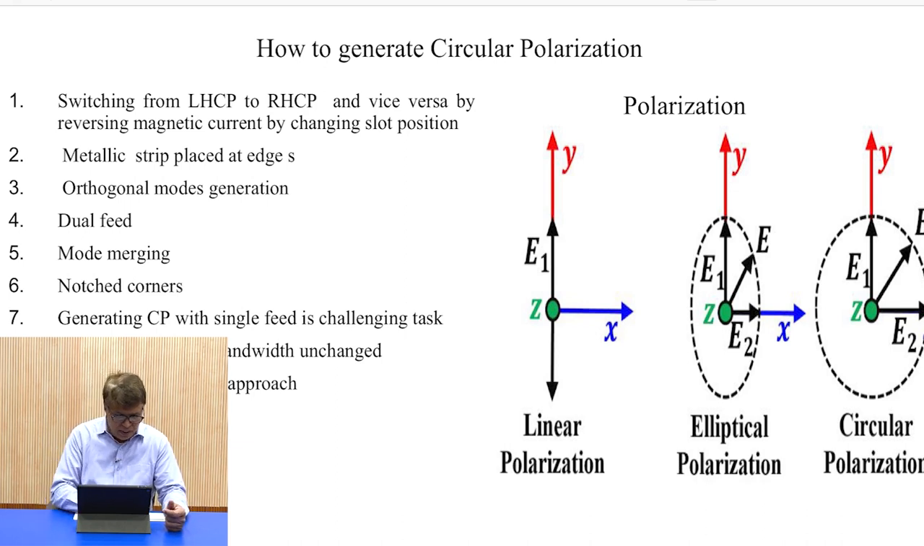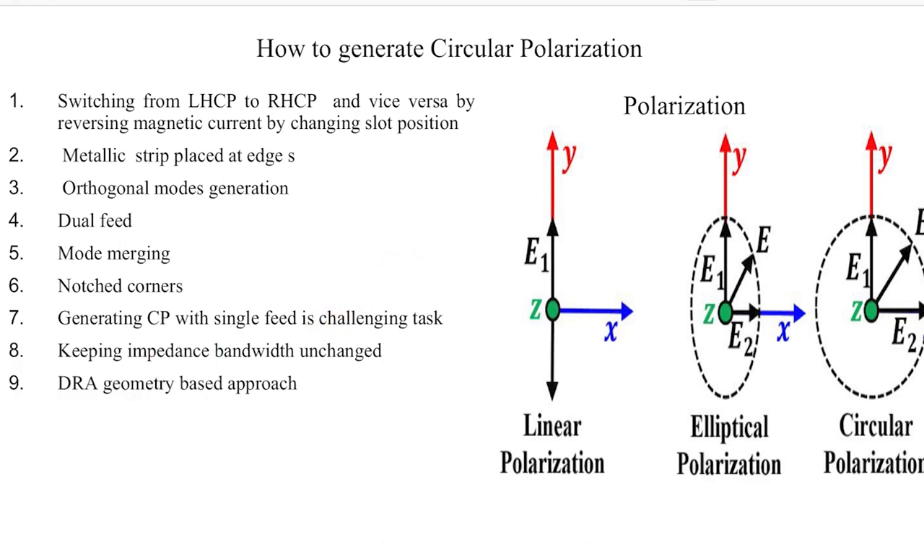Let us see how. The first point is switching from LHCP to RHCP or vice versa by reversing the magnetic current by changing the slot position. This is one technique. A metallic strip placed at the edges is the second technique. Orthogonal mode generation is another technique. Dual feed characteristics is another technique. Mode merging is also one technique. Nosed corners is another technique. Generating CP with a single feed is a really challenging task, but we have obtained this also. Keeping the impedance bandwidth unchanged while getting circular polarization is very essential. The DRA geometry based approach we will see also. So, this is how we can get circular polarization.